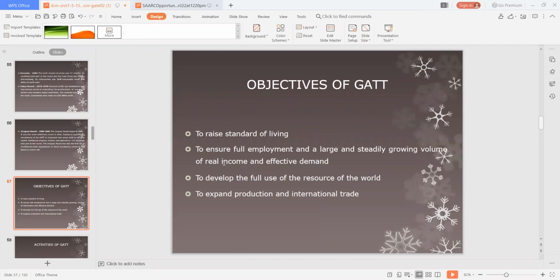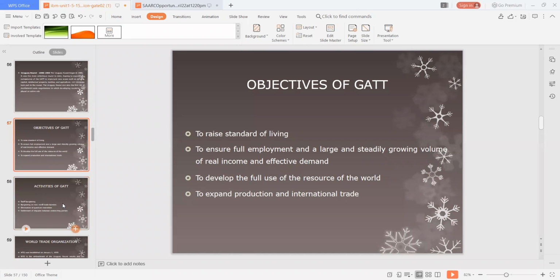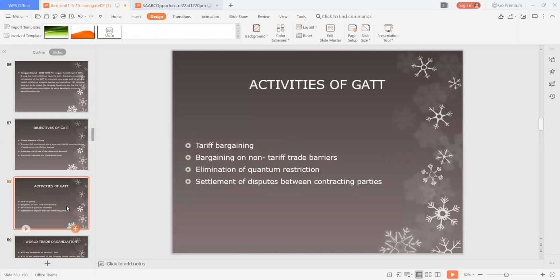Objectives of GATT: to raise the standard of living, to ensure full employment and a large and steadily growing volume of real income and effective demand, to develop the full use of the resources of the world, to expand production and international trade. Activities of GATT: tariff bargaining, bargaining on non-tariff trade barriers, elimination of quantum restriction, settlement of disputes between contracting parties.